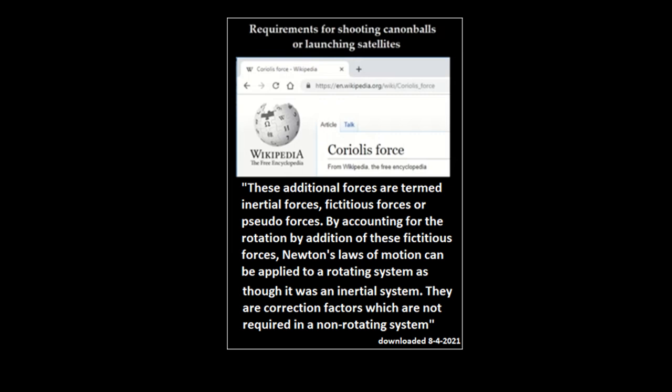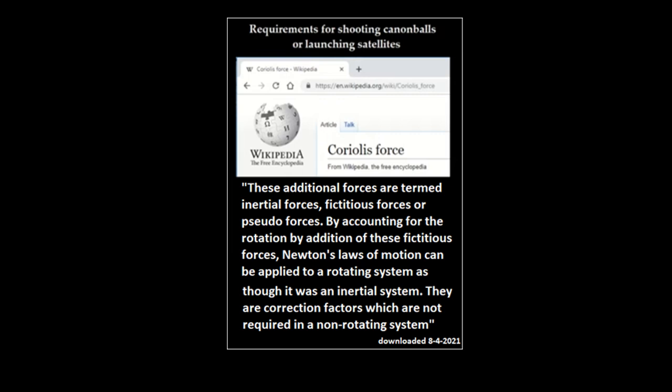The remaining quote at Wikipedia says the following. Quote, "These additional forces are termed inertial forces, fictitious forces or pseudo-forces. By accounting for the rotation by addition of these fictitious forces, Newton's laws of motion can be applied to a rotating system as though it was an inertial system. They are correction factors which are not required in a non-rotating system."